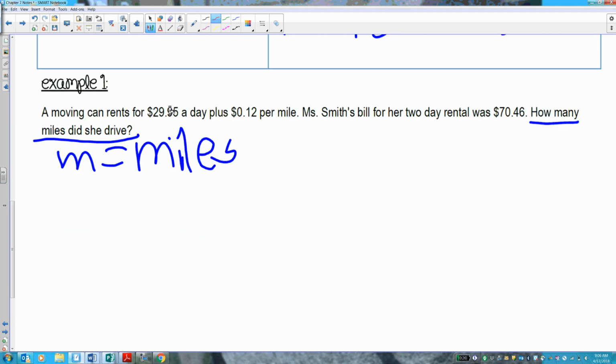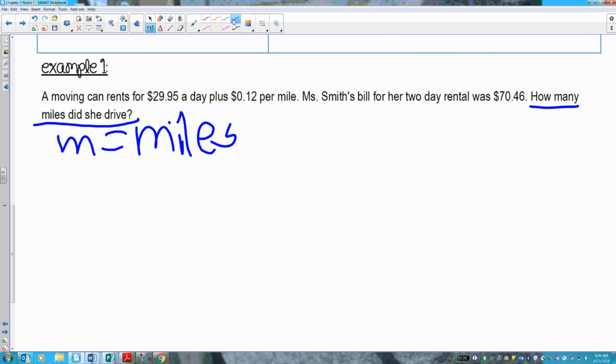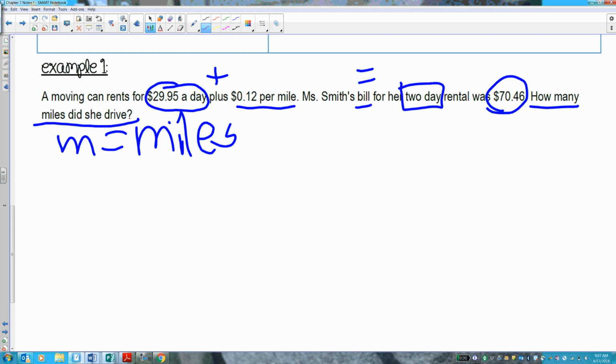Next step, write an equation. All right, so a moving van, I go through and highlight the numbers. Rents for $29.95 a day, plus, oh, I love that because then I know it's addition, 12 cents per mile. And her bill for a 2-day rental was $70.46. And when you get a bill, it's typically for the total. So typically when you see the word bill, you know it's going to be the total or equal to. So I've highlighted a lot of numbers. I've highlighted a lot of words that help me.